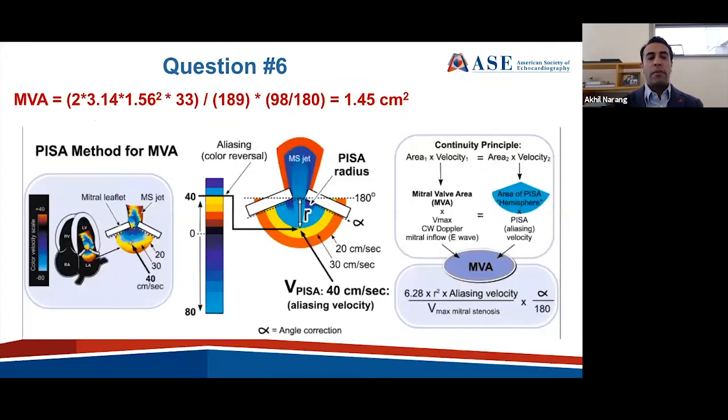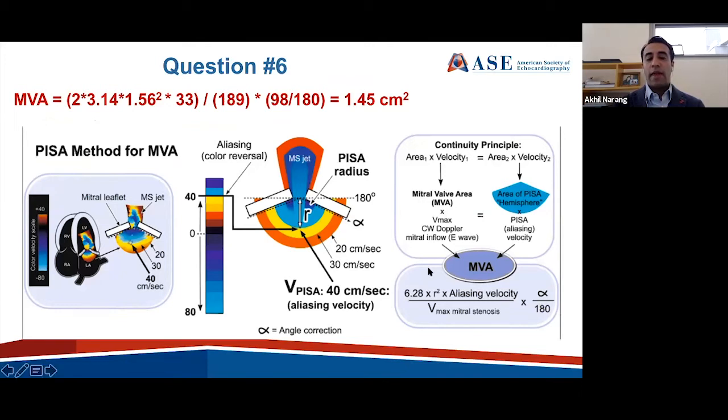Now, in order to determine the mitral valve area, we use the PISA method. The equation for this is shown in the bottom right here. The most important thing to remember is you have to take into account the angle, or the alpha, between the 2 mitral valve leaflets on the atrial side. This was given as 90 degrees in the stem of the question.